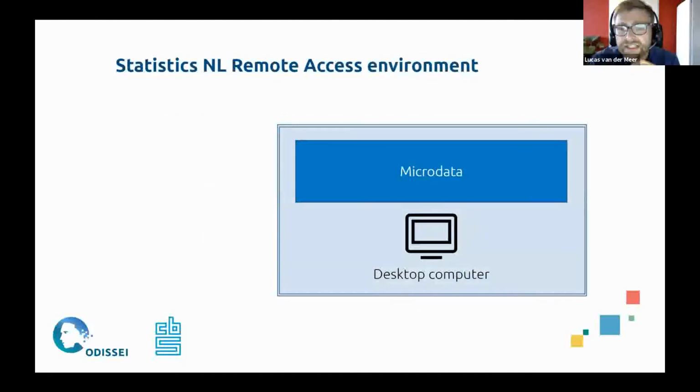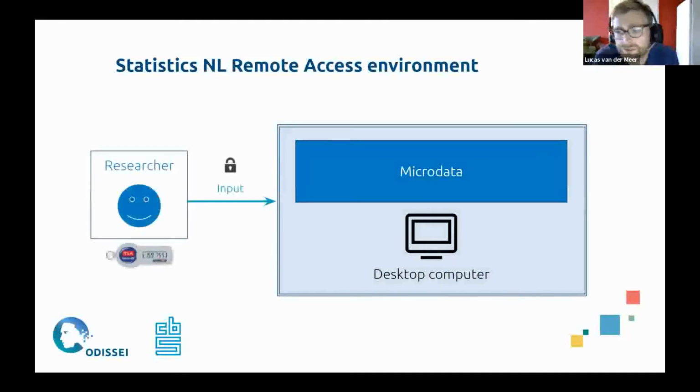And even though these data are completely anonymized, CBS Statistics Netherlands provides its own analysis environment. They don't want you to take the data with you. They say, sure, you can analyze them if you're an approved researcher, but in our completely closed environment. They call that a remote access environment. And they provide you with a desktop computer that's completely locked down from the rest of the world.